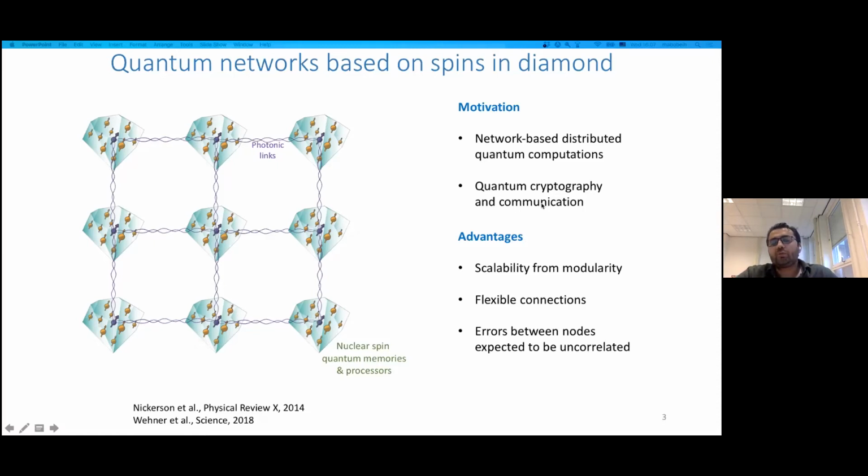These networks also have quite some advantages. They can be scaled up due to modularity, because the network can be built up of modules, and then you can scale up the system by making many of these modules and connecting them. You can also have flexible connections between the network nodes. And for quantum error correction purposes, we can expect the errors between these nodes to be uncorrelated, which is also quite important for quantum information processing.